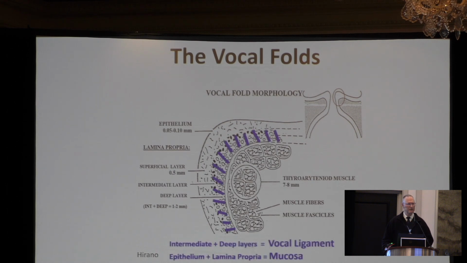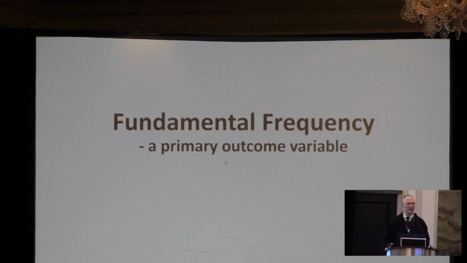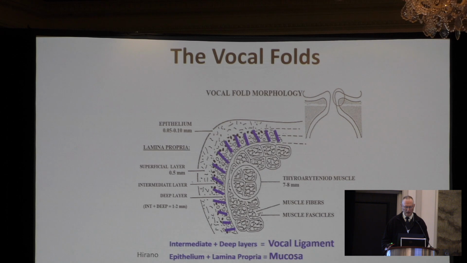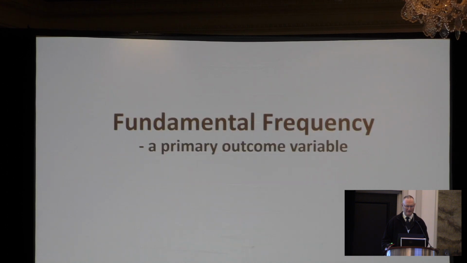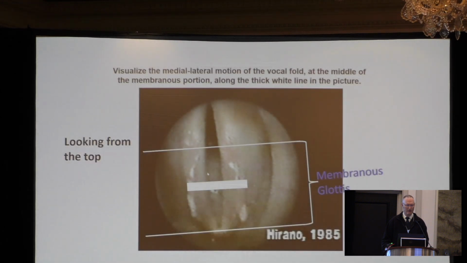What's really of importance, as Dr. Sadloff pointed out, is that the intermediate and deep layers here in blue compose the vocal ligament. And one of the primary aspects of the vocal ligament is when you do have lesions, you don't want to nick that because that could lead to stiffer vocal folds. But the lamina propria is a very pliable system, and we'll see how that works in just a few minutes.